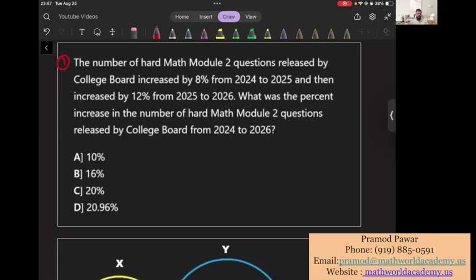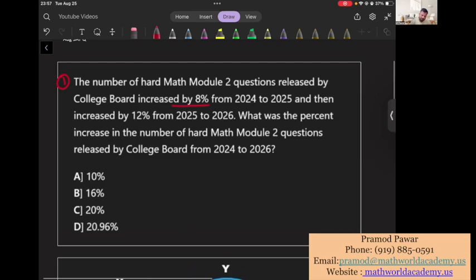The first question says, number of hard math module 2 questions released by the College Board, they increased by, so this is your keyword, 8% from 2024 to 2025. So that's the first piece of information we have. Now, the moment we read that information, convert that into a multiplication factor. As you know, the percentage change problems always need to be converted into a multiplication factor.